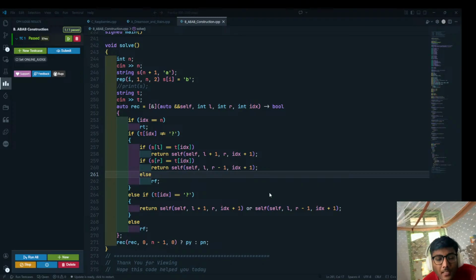Like the best idea I can come up with is that since IDX is always becoming IDX plus 1, maybe some compiler level optimization is being done. If you can think of an idea why this is passing for n up to 2 into 10 to the power 5, please do let me know.